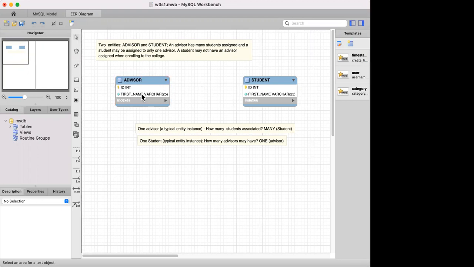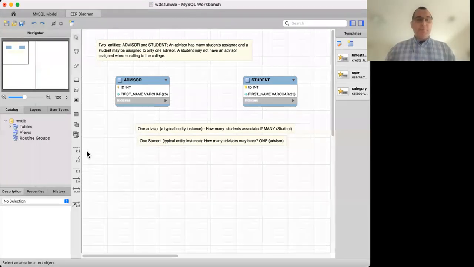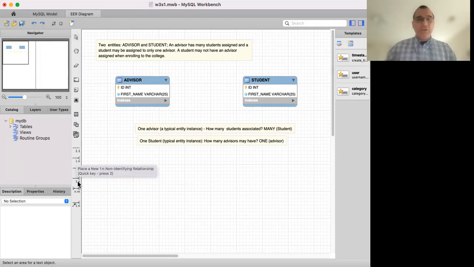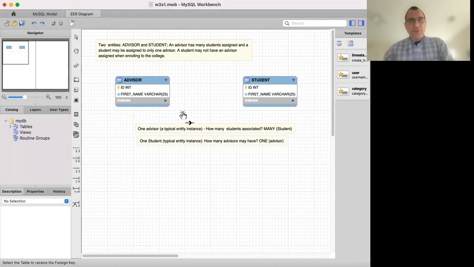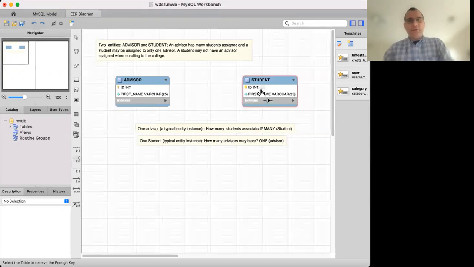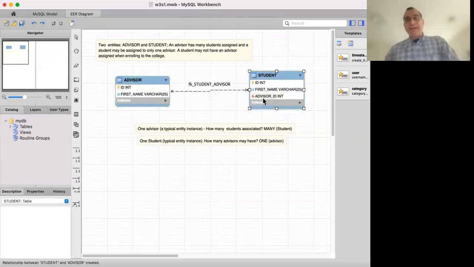Okay. So why? Because I can have an advisor, I can have a student, they don't require one another to be present in my database. So being weak, I will need to make it with a dotted line. So not a strong line like here, but a dotted line. And you see, you have one-to-many. It's this type of relationship. And you click on the many part and on the one part, and you got the relationship drawn. Also, you got the foreign key already there for you.